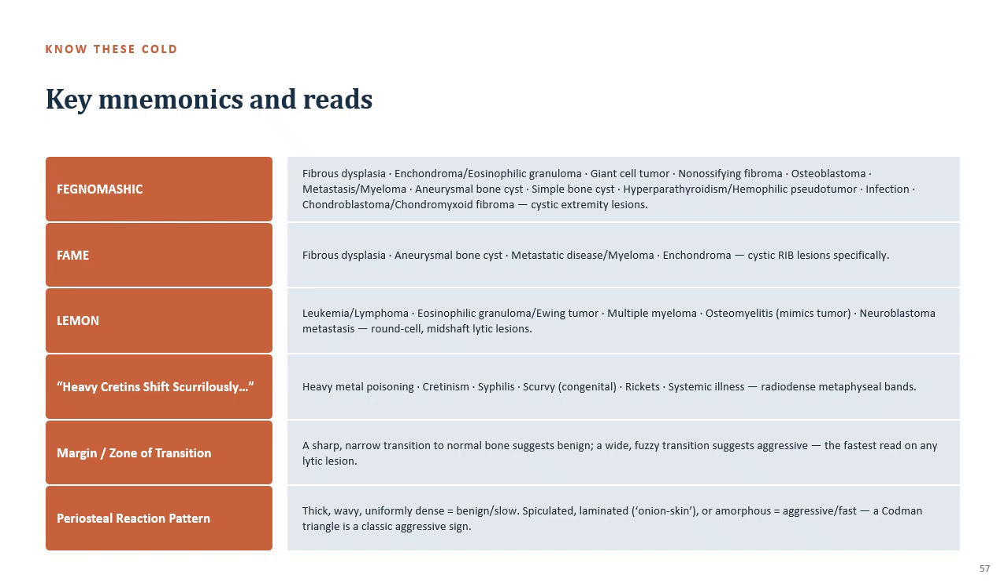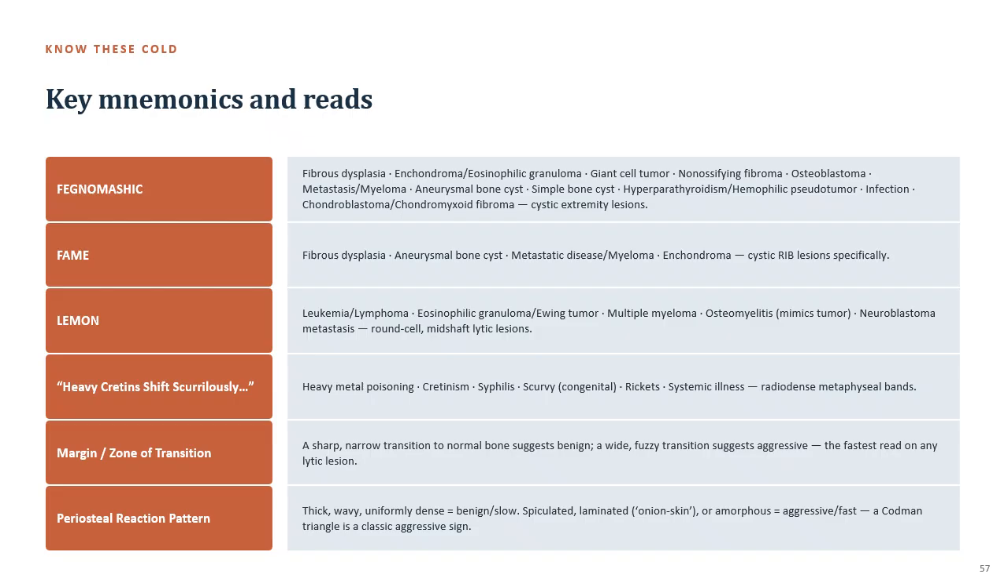All right, when we're looking at cystic rib lesions, there's another mnemonic there, FAIN, which helps them remember fibrous dysplasia, aneurysmal bone cyst, metastatic disease or myeloma, and enchondroma as well. So in terms of cystic rib lesions, these are the conditions that could cause it.